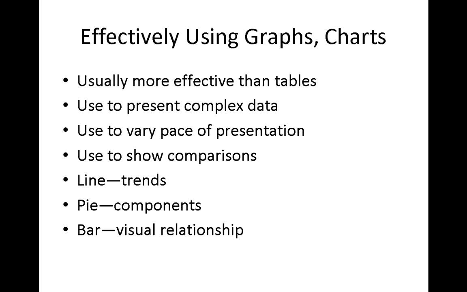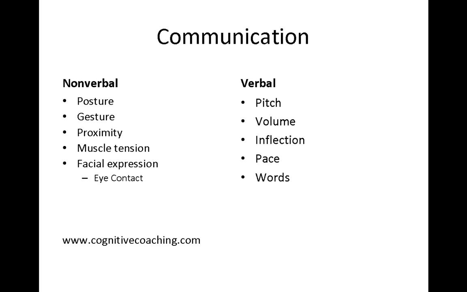Show comparison. The line item chart is good for trends. Pie chart is good for showing the components and exploding the components if you want to emphasize an area. And then the bar chart gives great visual relationship when you're looking at certain trends. Again, all of this will be available for you as you take it away and hopefully look at it throughout the process. Now, these are some communication ideas and concepts.